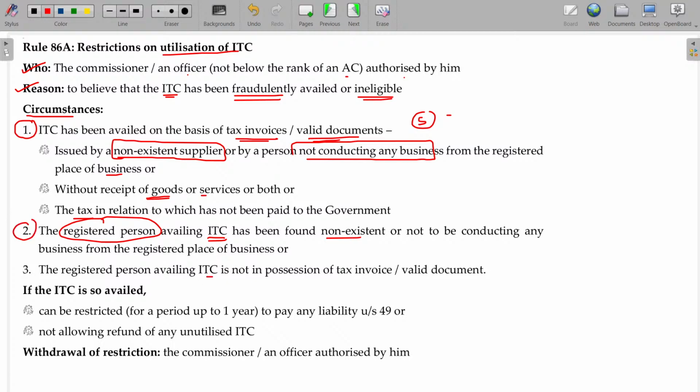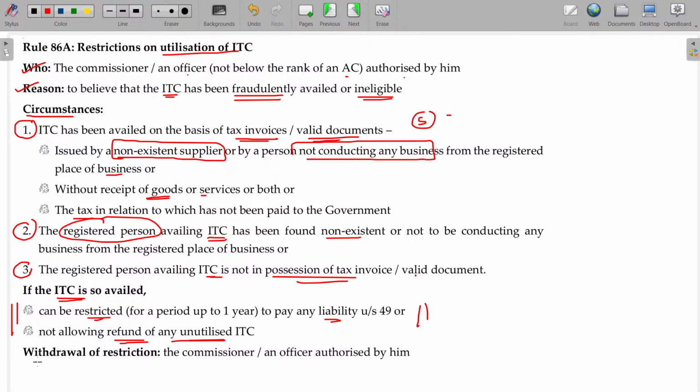The registered person availing ITC is not in possession of a tax invoice. If he has no tax invoice or valid document, he is not eligible for claiming. If the ITC is so availed, it can be restricted. He availed, but it can be restricted for a period of 1 year to pay any liability. Otherwise, if there is any liability to pay, you have to pay. Not allowing refund of any unutilized ITC. All these things will be done.